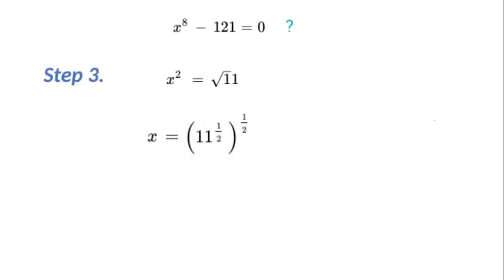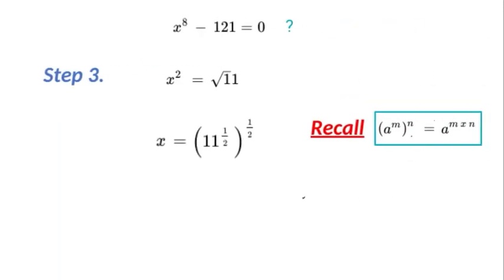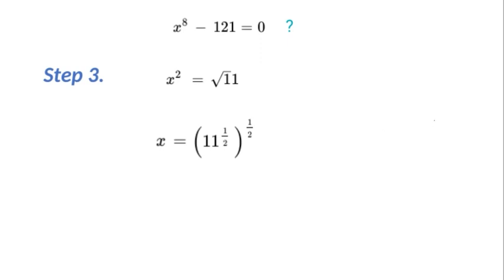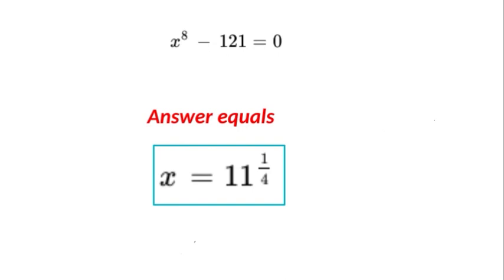Alright, so let's see what we have. If we're going to have 11 to the power of a half, all to the power of a half, then we can use the indices rule over here, where we multiply the two powers. So now we have 11, and that will give us x is equal to 11 to the power of a half multiplied by a half. And remember, a half by a half is 1 over 4, and that's our answer. So the answer is x is equal to 11 to the power of 1 over 4.